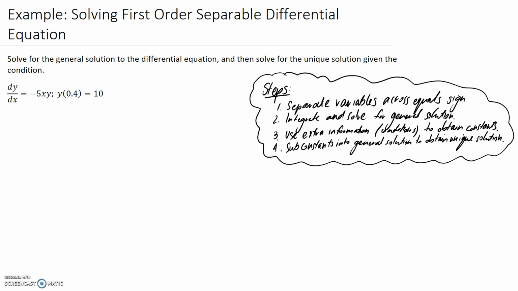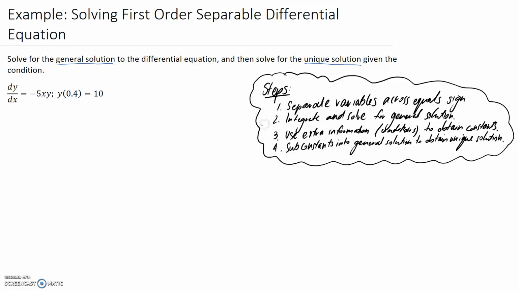So in this question, we're asked to solve for the general solution to the differential equation, and then as a second step, find the unique solution, and we have to do that using the condition. So looking here, we've got as a first bit, the differential equation we're going to try and solve, and then the second part here is the condition, which we'll use near the end.